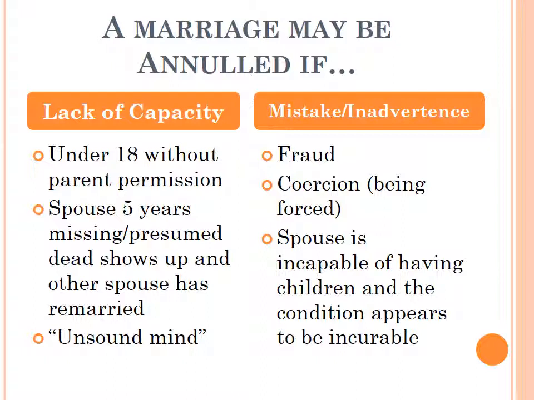The biggest thing we're looking at here is fraud. So spouse 1 told spouse number 2 something which spouse number 2 relied upon in order to make a decision to marry them, and that thing was significant enough that if they had known about that, they would not have married them in the first place.